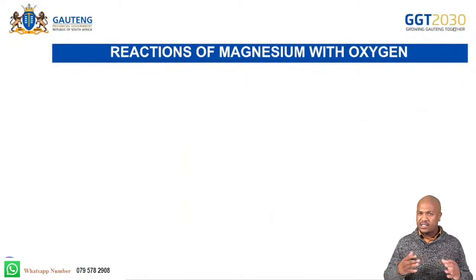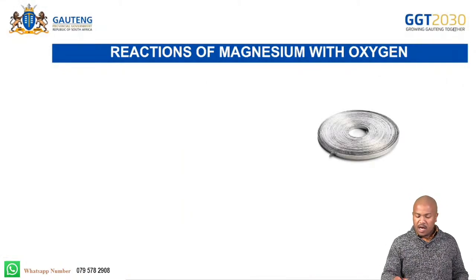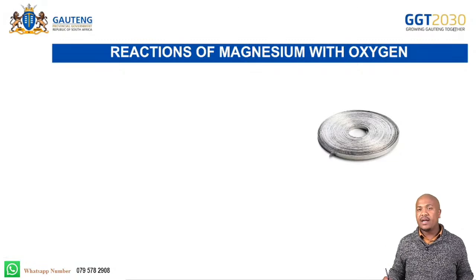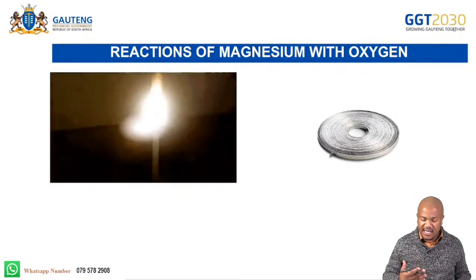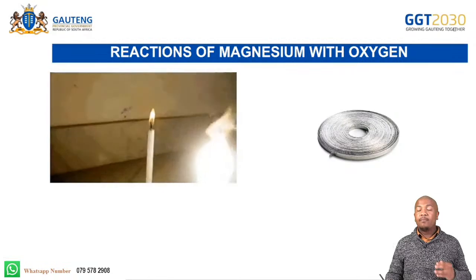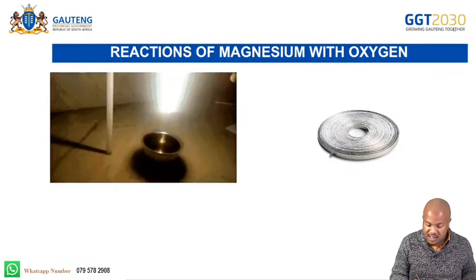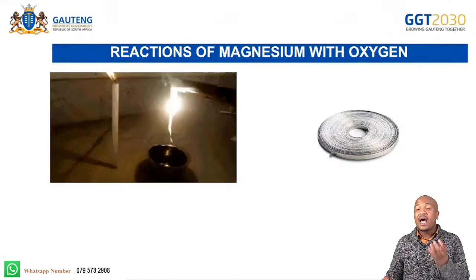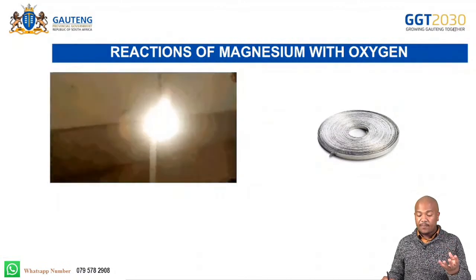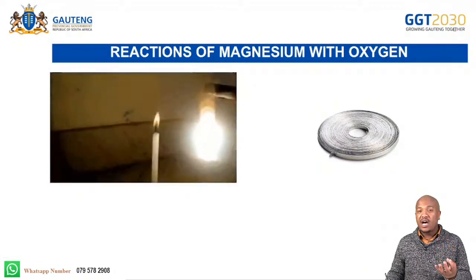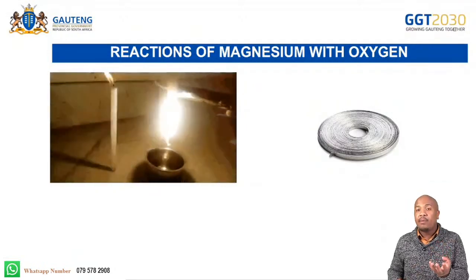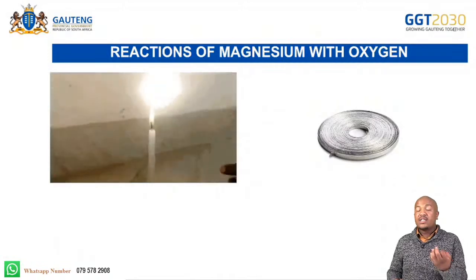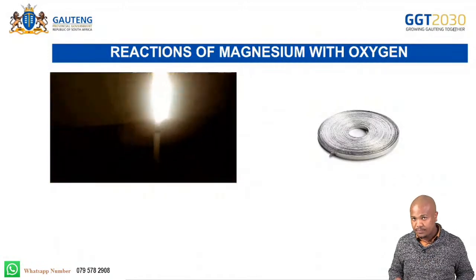So let's look at some examples again. Here is a magnesium strip. It is a type of metal. So when you burn this magnesium strip in the presence of oxygen, as you can see now, we experience a very bright color during the reaction. And now the product is that white powder that we get at the end, which is magnesium oxide.